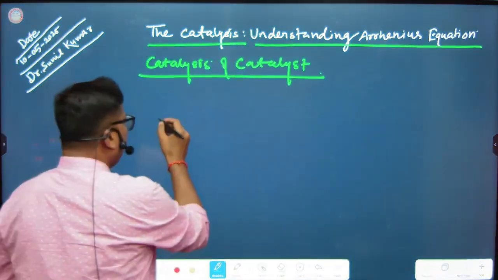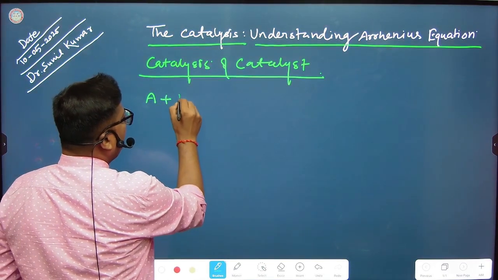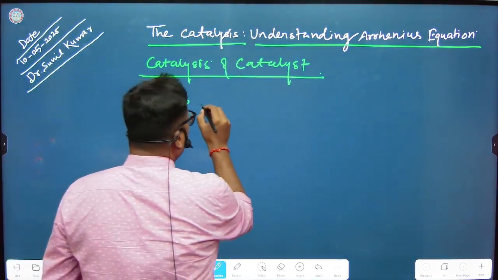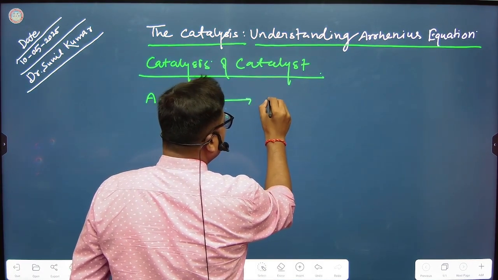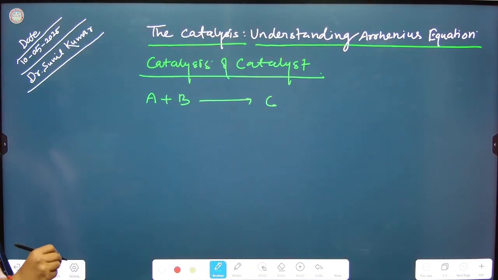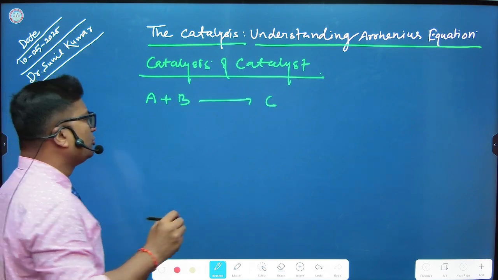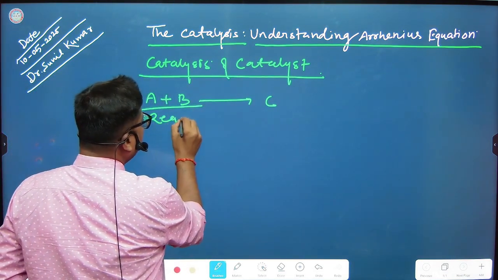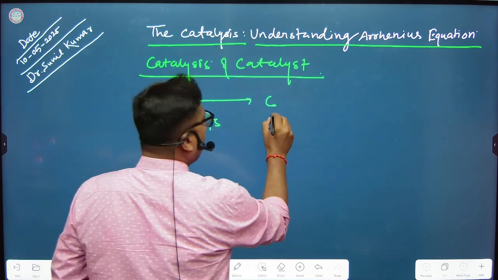Suppose we have two reactants, A and B. Once they react with each other, they form a product C, right? So this is a common and general equation: A plus B forms C. These two are called reactants, right? And this is the product.